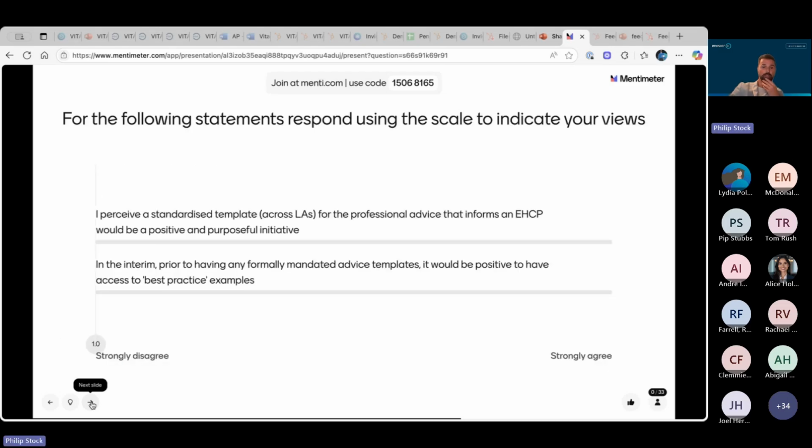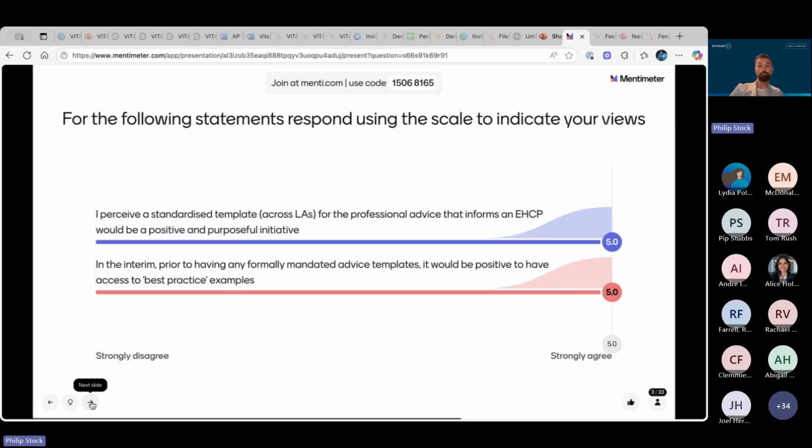Okay, 2 statements here. Strongly disagree to strongly agree. I perceive a standardized template for the professional advice. These are the EP advices, the OT advices, the SALT advices, the pediatrician advices. So all of the professional advice that informs an EHCP, having a standardized template across LAs would be a positive and purposeful initiative. And the second question is, in the interim, before any formal mandation for this, would it be positive to have access to best practice examples?